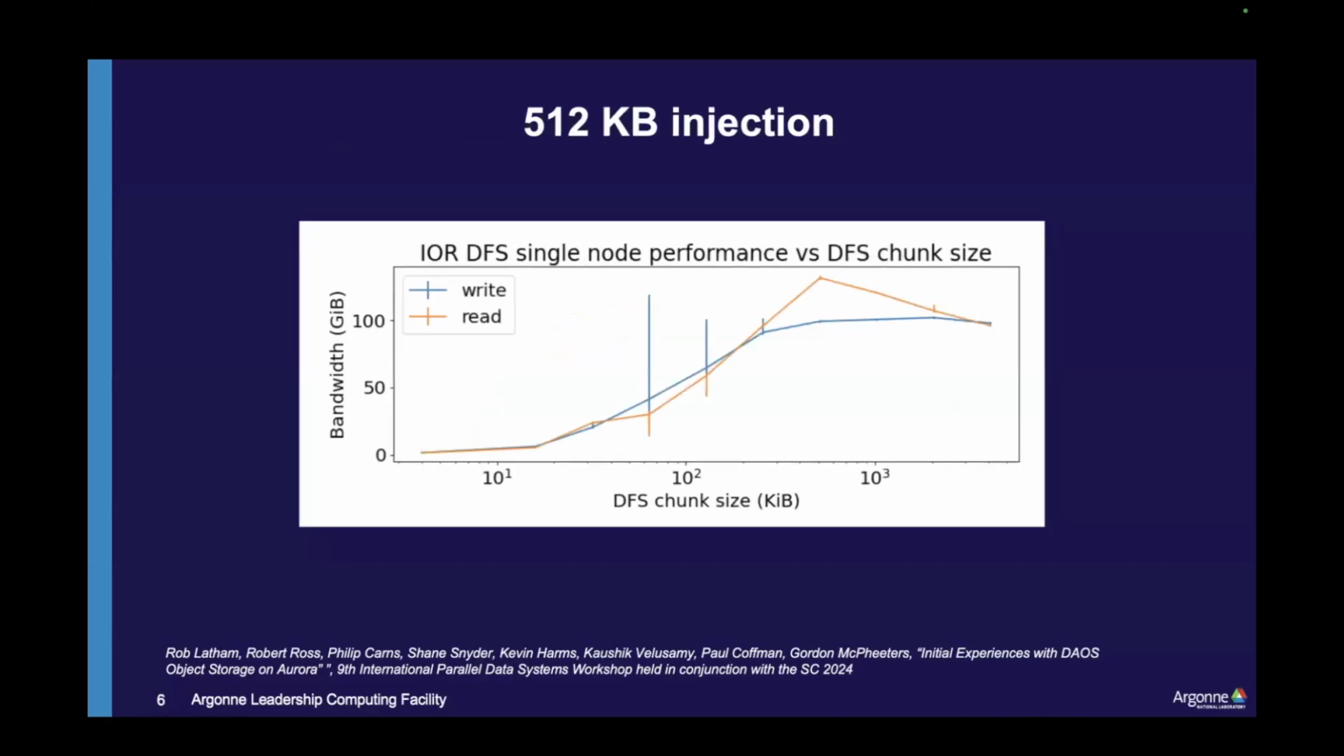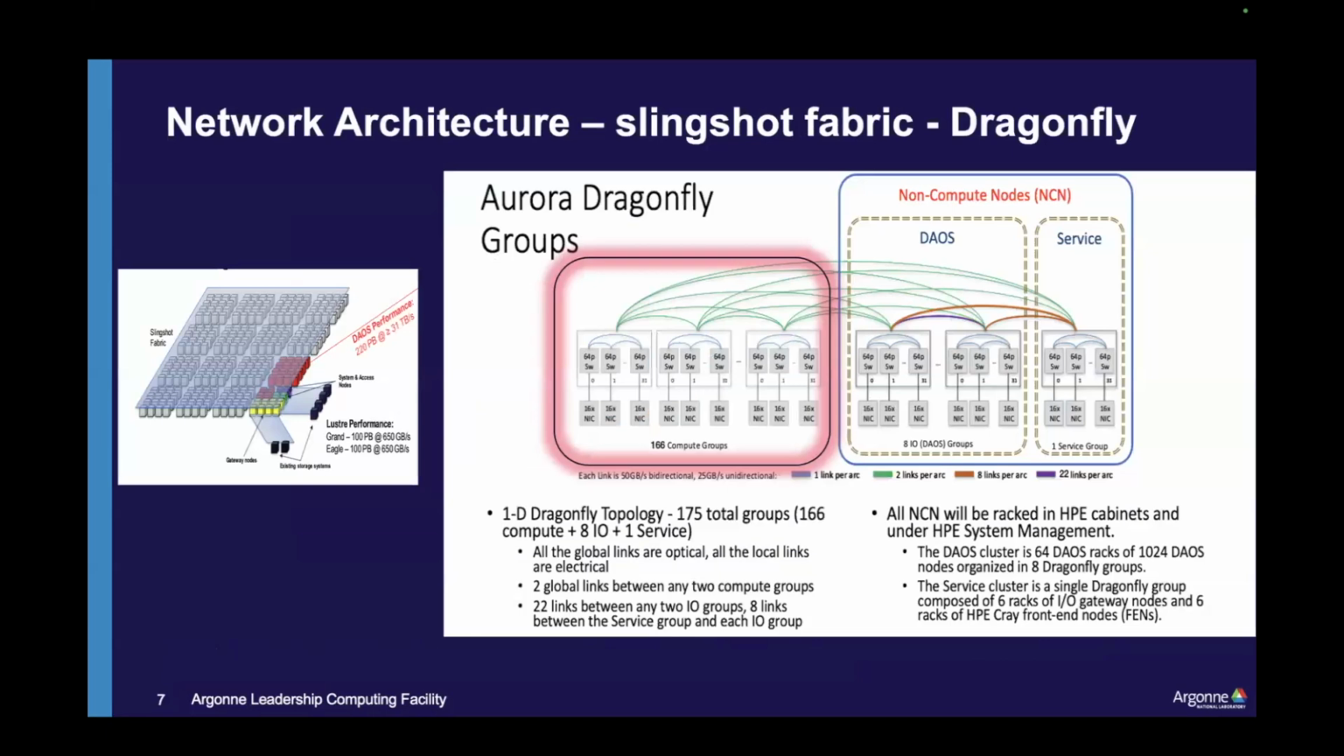Yeah. And this one is about the injection. Each NIC should drive enough data to get the maximum potential from the NIC. So we found that it is around 512 kilobytes. So that is from the individual node's NIC perspective.